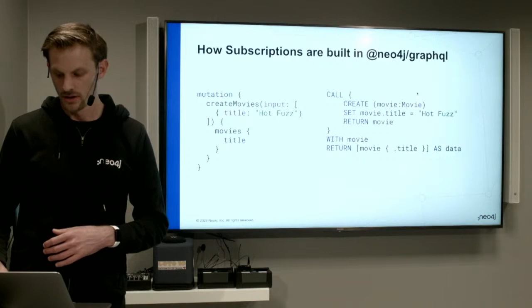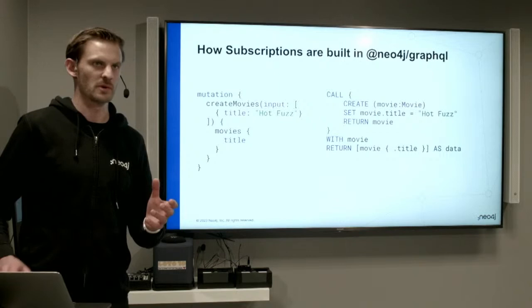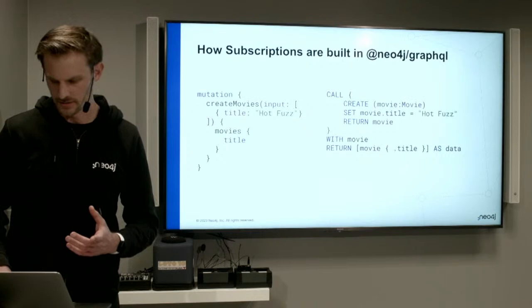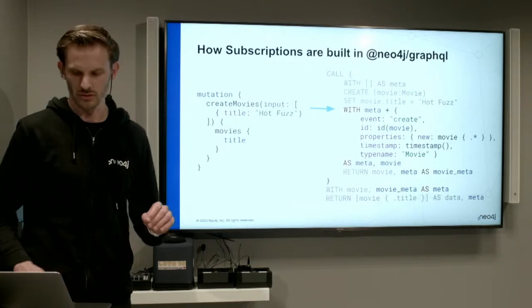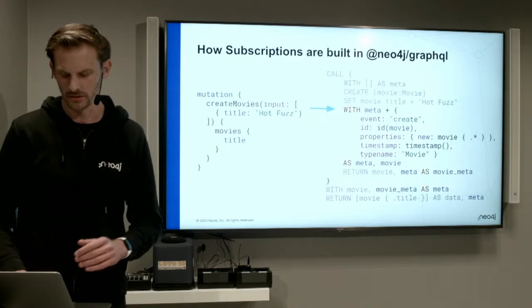So now, and this is actually very interesting, when we toggle on subscriptions, so we provided the plugin, what the library does is this here. The mutation on the left-hand side that the client fired off didn't change at all. And that's exactly what we want, because the client shouldn't be concerned about how to create its movie. Does it need subscriptions on or not? No, that's not of concern.